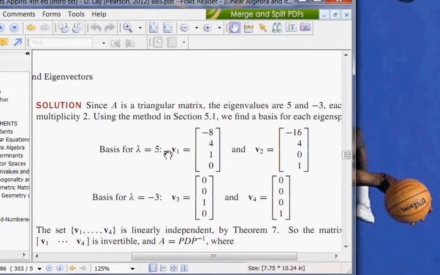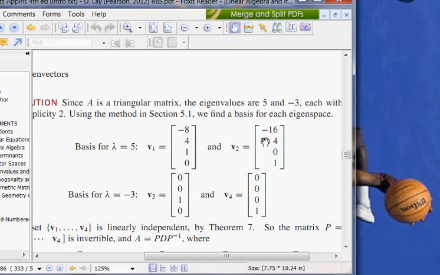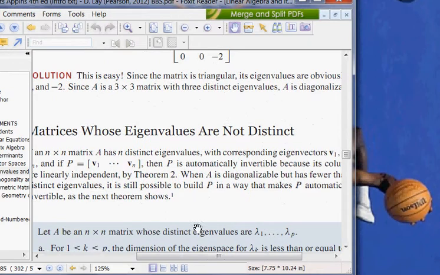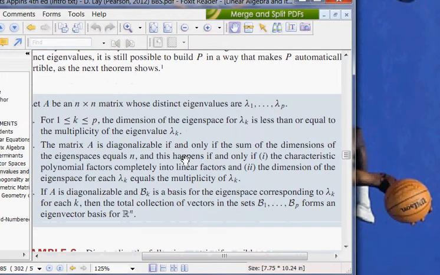Now, because an eigenspace is really a null space, the dimension of a null space is the number of free variables in the echelon form, and because we know that these basis vectors correspond to free variables, the dimension of the eigenspace here is 2, okay? The dimension of the eigenspace here is also 2, and 2 plus 2 is 4, so therefore this condition right here is satisfied. The matrix A is diagonalizable if and only if the sum of the dimensions of the eigenspaces equals n. So that condition is satisfied.